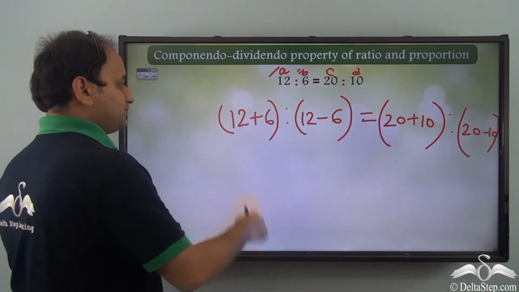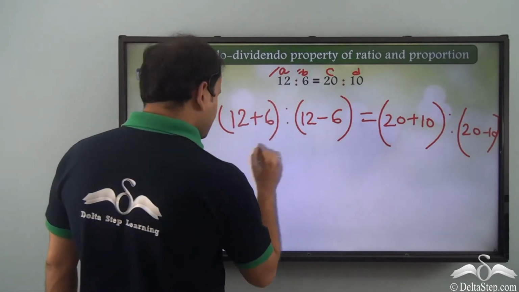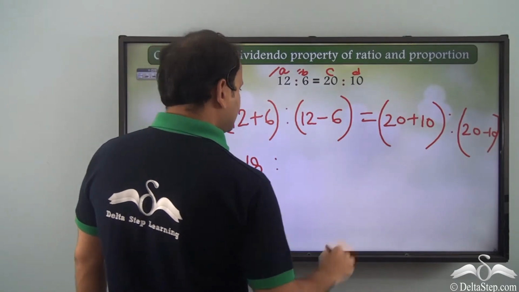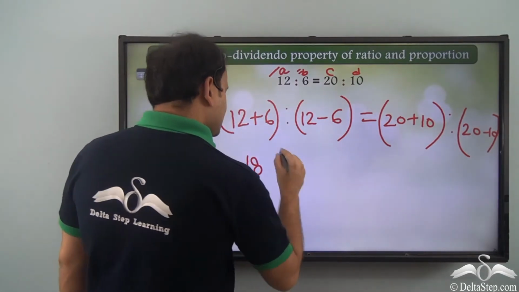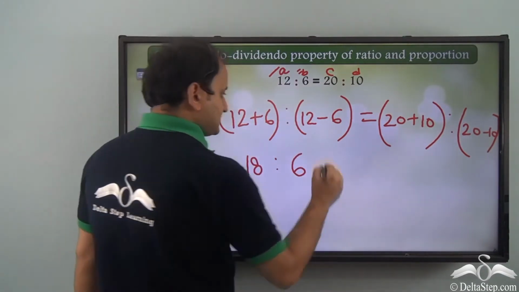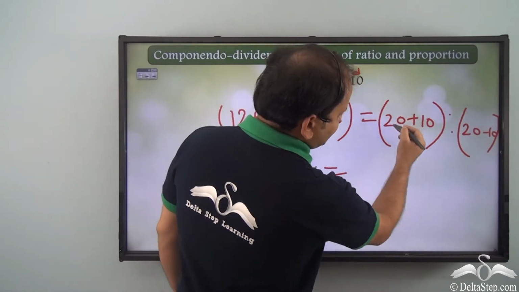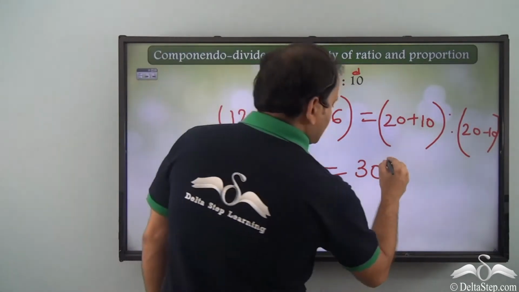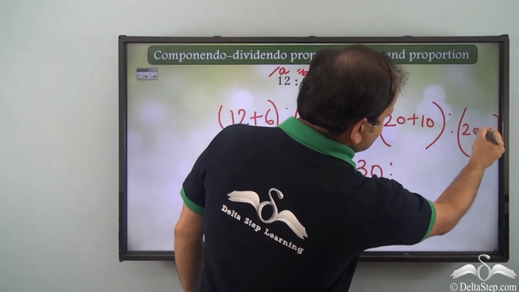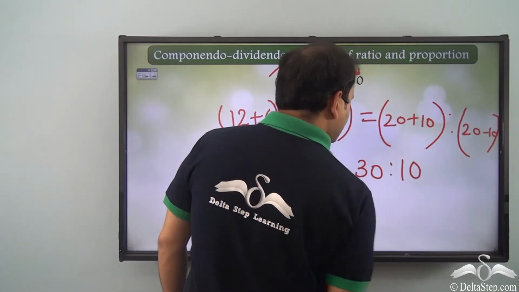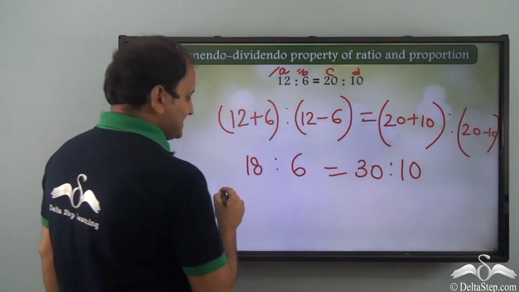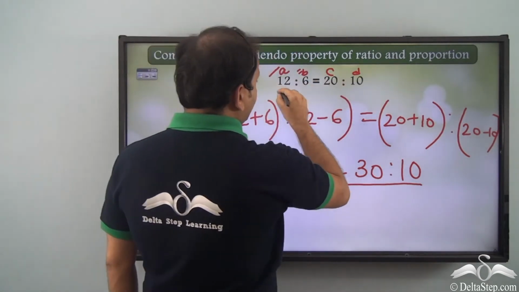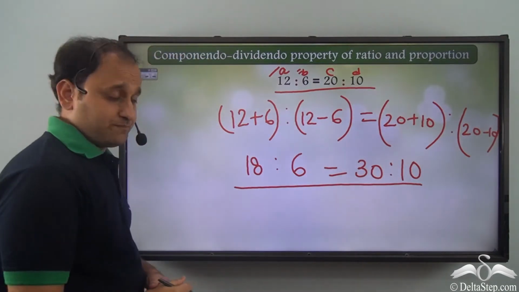So what do we get here? 12 plus 6 is 18, right? So 18 is to 12 minus 6, which is 6. 18 is to 6. This is equal to 20 plus 10 is 30 is to 20 minus 10, that is 10. So this is our final answer if we apply componendo dividendo property on this relationship.